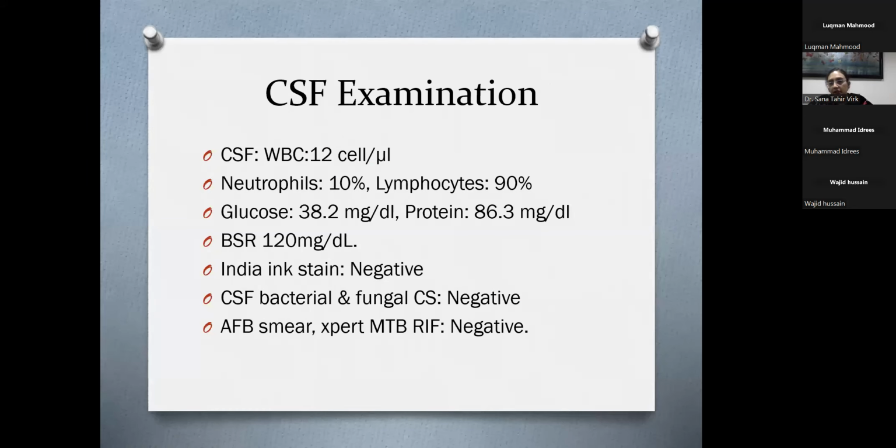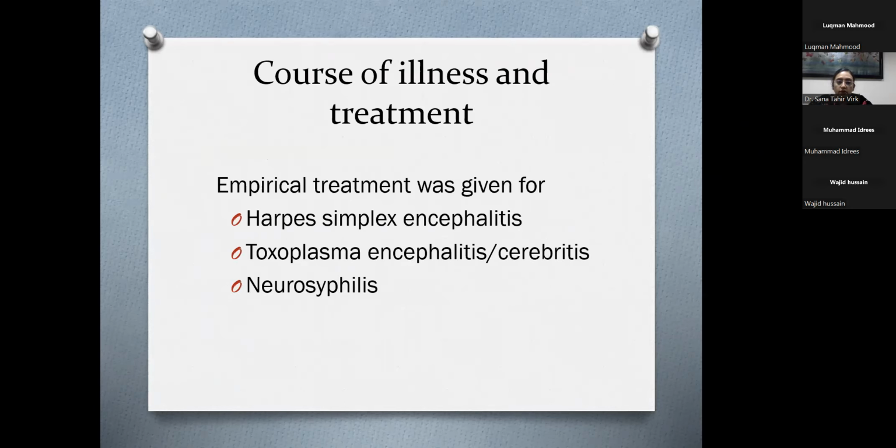So we did the initial CSF examination in this case, which showed a WBC count of 12 cells per microliter, predominantly lymphocytic at 90%. He had a CSF glucose of 38.2, protein 86.3, and blood sugar at that time was 120. His India ink stain was negative. CSF bacterial and fungal culture came back negative, and his AFB smear and GeneXpert were also negative. So we did not have any clue. So we started him on empirical treatment.